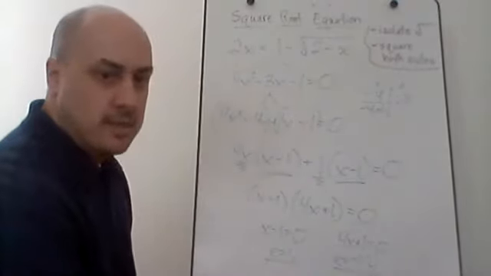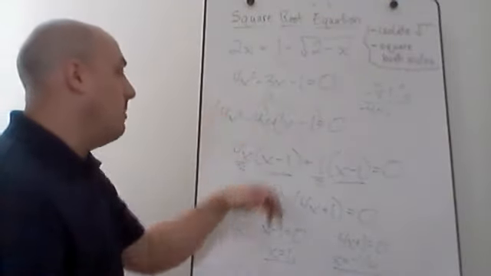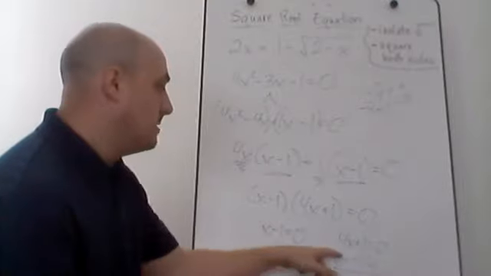I'm just looking to see, yeah, that's just on the bottom of the screen there. Good. So I get two solutions to this quadratic equation, x equals 1 and x equals negative 1/4.